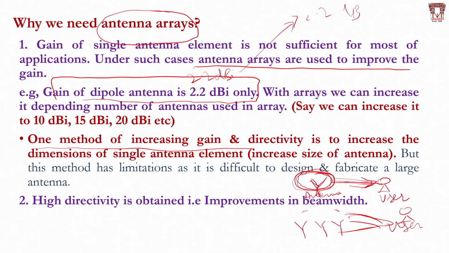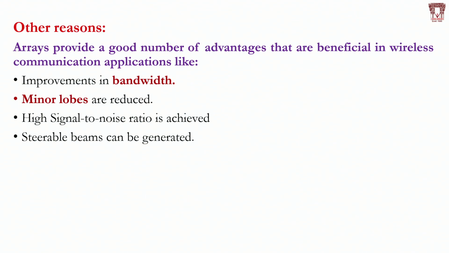So one answer to why we need antenna arrays is that gain is improved. Another is that we can get a high directivity, so that the beam is directed towards the user. The other reasons for going for antenna arrays are the improvement in the bandwidth, and the minor lobes are reduced. We can get a high signal to noise ratio. Since we are getting the high gain, we can get a high signal to noise ratio.